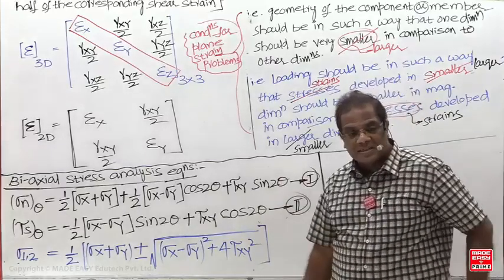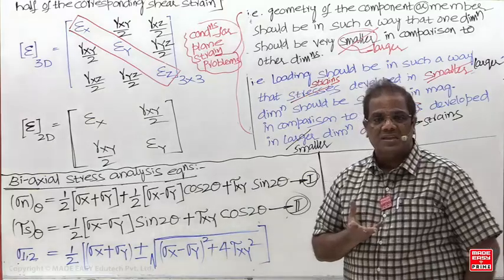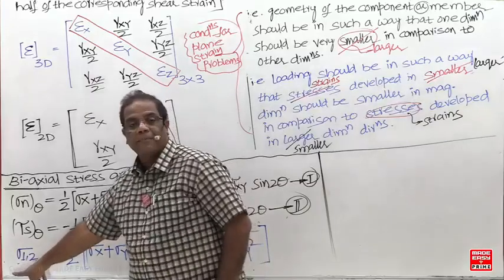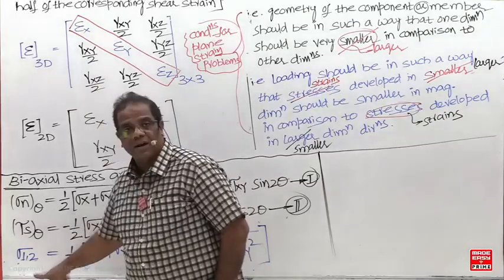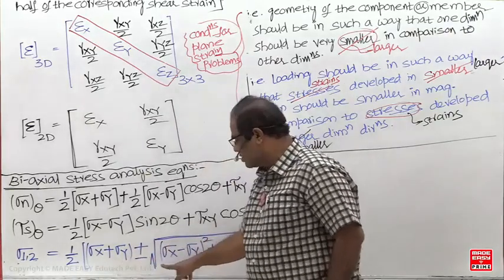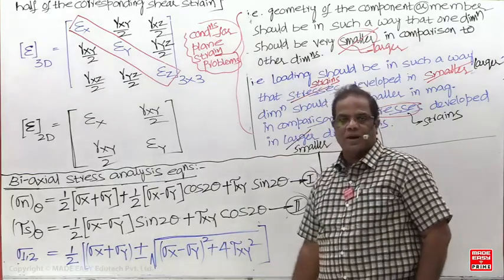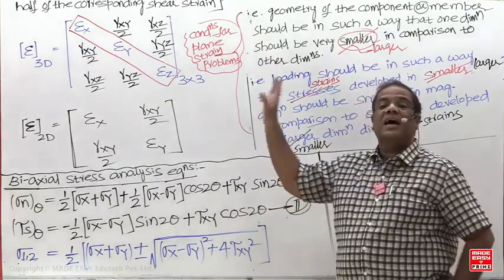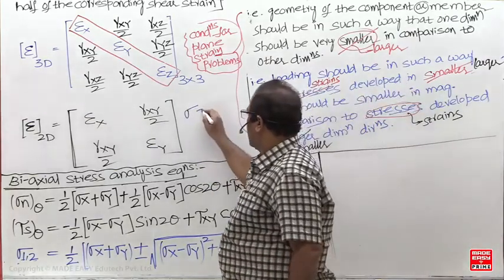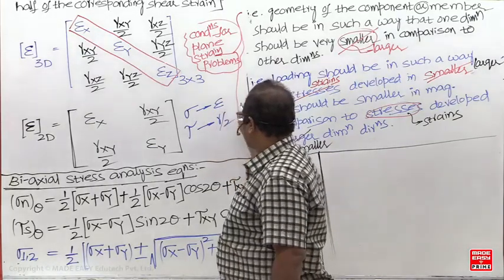Now can you write down the principal strains? How to write the principal strain? Principal stresses are normal stresses, not shear stresses, so automatically principal strains are normal strains. Epsilon 1, epsilon 2 equals 1 by 2 (epsilon x plus epsilon y) plus or minus square root of (epsilon x minus epsilon y) whole square plus 4 (gamma xy by 2) whole square. So once you know this, the strain equation can be written directly. Wherever there is sigma, replace it by epsilon, and wherever there is tau, replace it by gamma by 2. That's all.